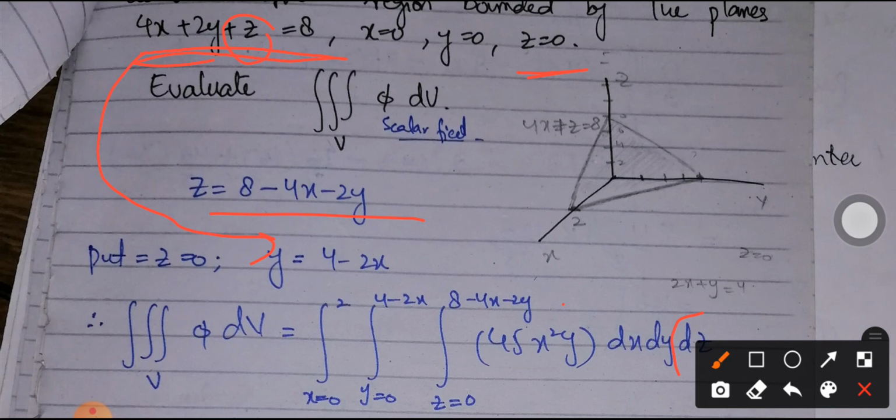So when I put z is equal to 0, I get 4x plus 2y is equal to 8, and from here you can see that I can eliminate y, which is equal to 4 minus 2x. So again y will have the limits from 0 to 4 minus 2x, and now we are only left with the variable x, and x is varying from 0 to, simply put y is equal to 0 in this equation, and you can see that x will be equal to 2.